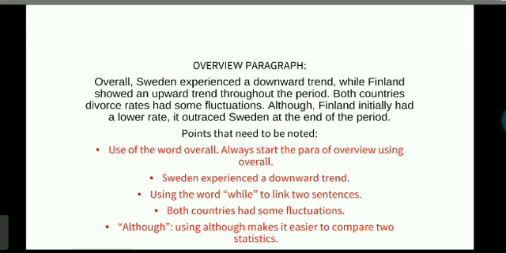So what you can take from this overview paragraph is that start your overview with overall. Use words such as while: Sweden experienced a downward trend, while Finland showed an upward trend. While is a very nice word when it comes to comparison. Then write the second feature. Look into the infographic. What second feature do you notice? Both countries' divorce rate had some fluctuations. Then you need another comparing sentence. So start with although. Although Finland initially had a lower rate, it outraced Sweden at the end of the period.